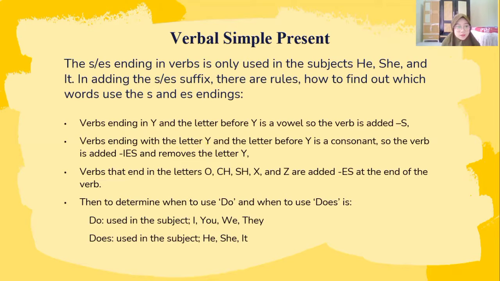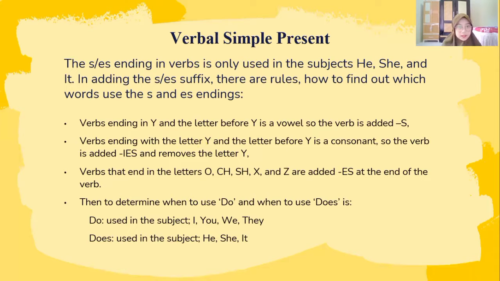And for the next is verbs ending with the letter y and the letter before y is a consonant, so the verb is added ies and removes the letter y. Jadi kata kerja berakhiran huruf y dan huruf sebelum y adalah huruf konsonan, maka kata kerja ditambahkan ies dan menghilangkan huruf y-nya. For example, study menjadi studies. Contoh kalimatnya, Budi studies so hard for national examination. And for another example is, carry menjadi carries. Contoh kalimatnya, Mom carries the baby with stroller.